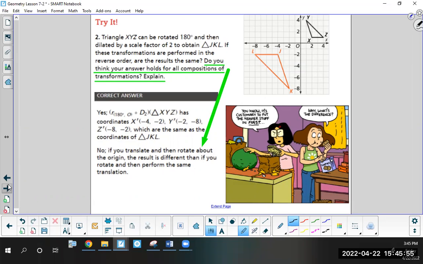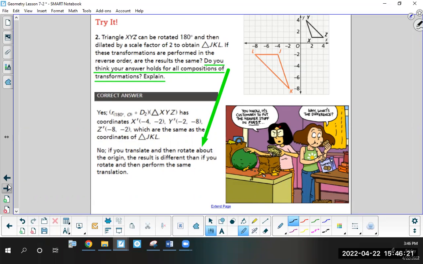And that's why I really like this cartoon. You know, it's customary to put the heavier stuff in first at the grocery store. And then the girl says, what's the difference? Okay, so if you put in all your light stuff like your bread and your eggs in the bottom of your bag, and then you shove in the heavy stuff like a gallon of milk and a 2-liter soda on top, what's going to happen to your eggs and your bread? They're going to get crushed. So the order does matter.